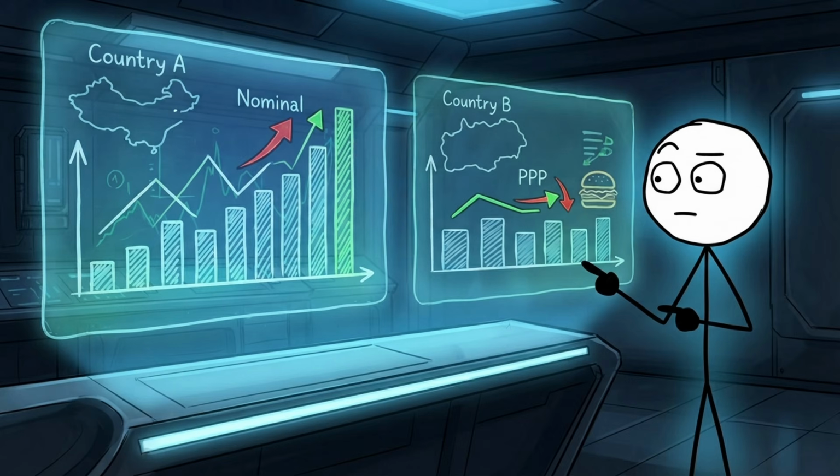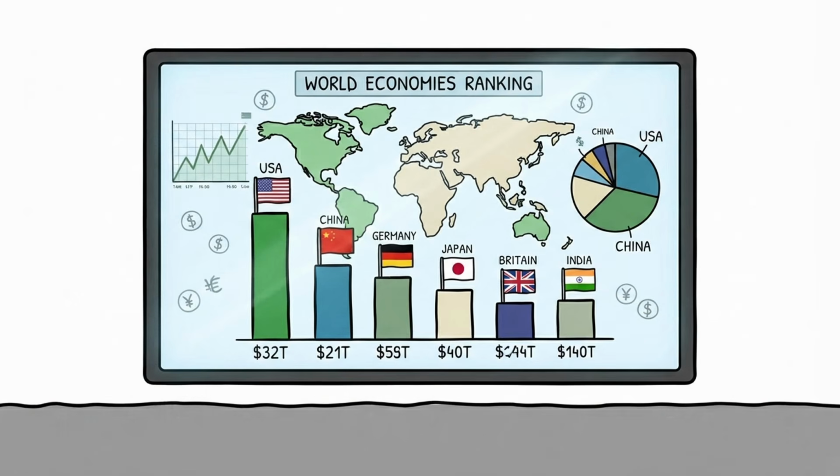So, real GDP fixes the inflation problem, but it can't fix the bigger one, comparing one country against another. And that's where this gets weird. Section 3, Nominal versus PPP. So, when you look up the world's biggest economies, you see this.